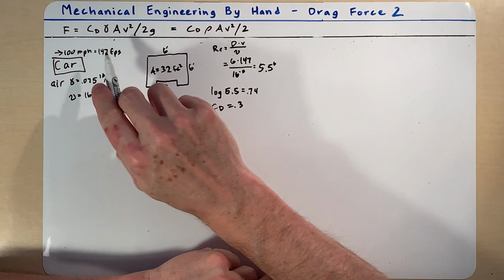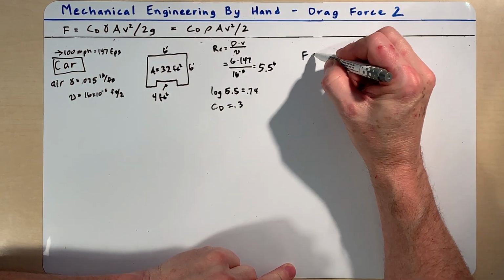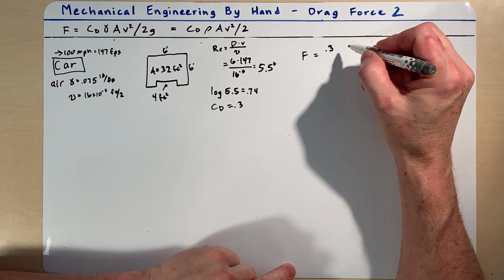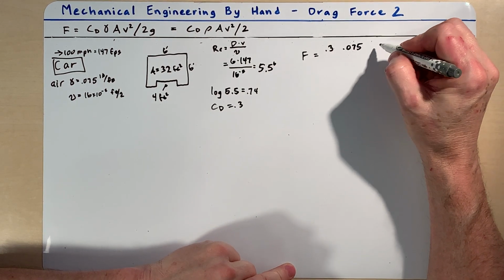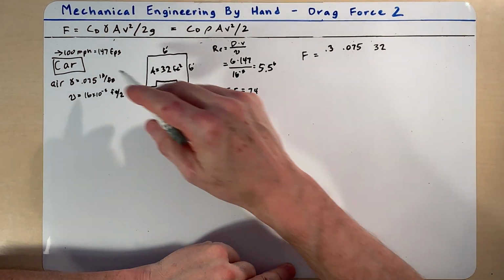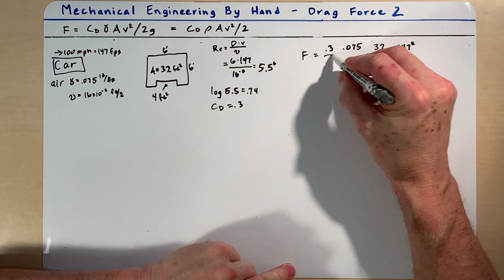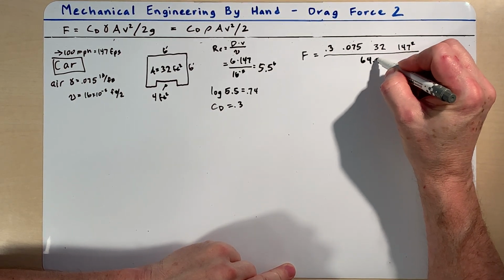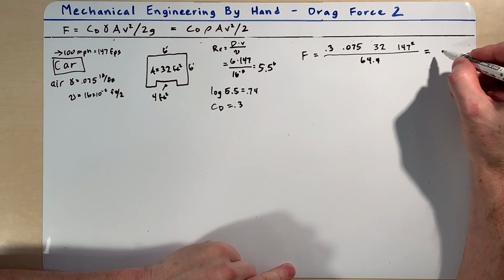Now we have everything we need to calculate the drag force. So that'll be 0.3, 0.075, 32, and 147 squared divided by 2g, which is 64.4, and that equals 242 pounds.